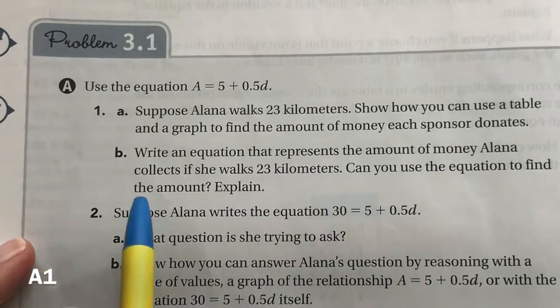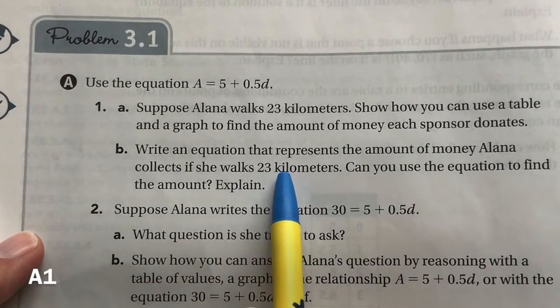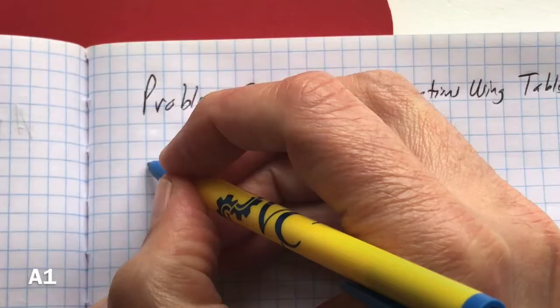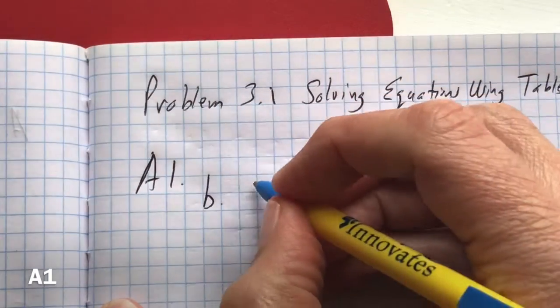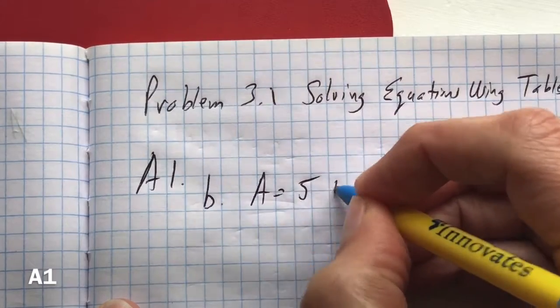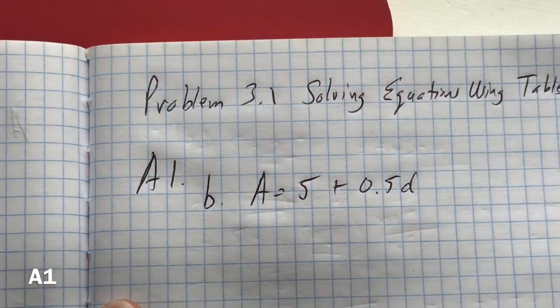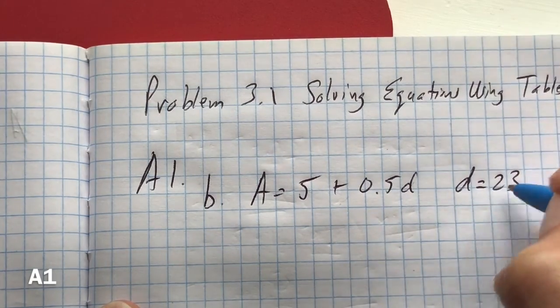Then part B says, write an equation that represents the amount of money Alana collects if she walks 23 kilometers. Use the equation to find the amount. So I'm going to come here. And we already talked about 1A, so I'm going to do 1B. Our equation is A equals 5 plus 0.5 times D. And they're asking us to put in 23 kilometers. Remember, D equals 23 in this case.